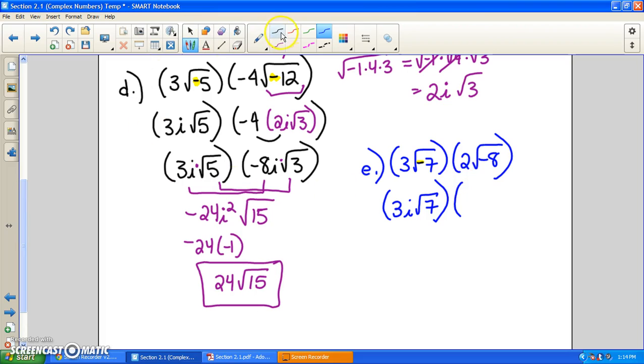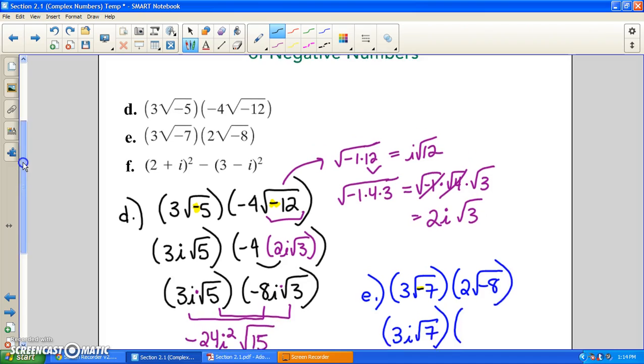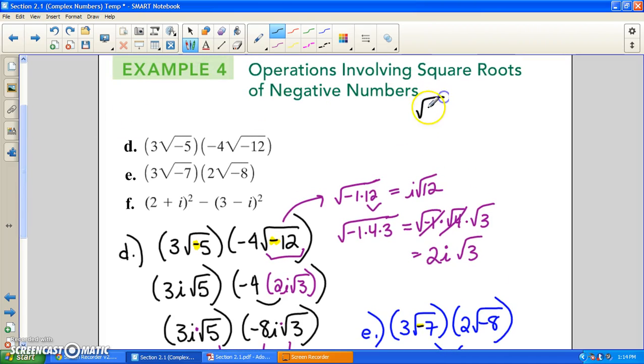Now the square root of 8 can be simplified. For the square root of negative 8, let's go up here where we have a little bit more room. The negative 8 is the same thing as 4 times 2 times negative 1.